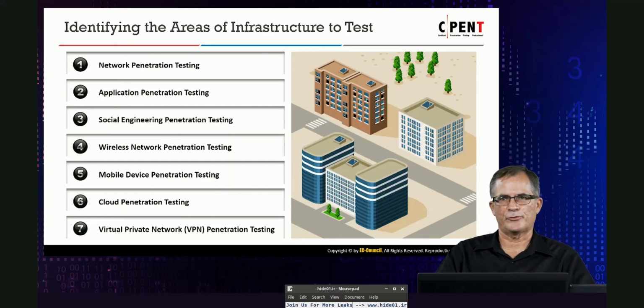Do not start the pen test without defining the approach. Areas to test: if we're doing network penetration testing, application penetration testing, social, wireless, mobile, cloud, virtual, whatever we're testing, we have to identify these areas of the infrastructure we're going to test. That's part of your scoping meeting.